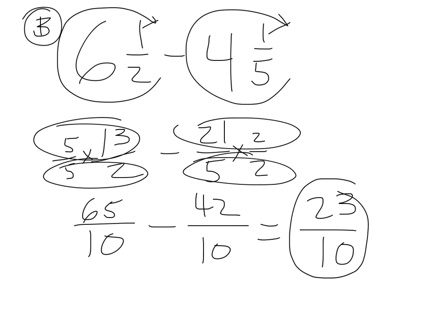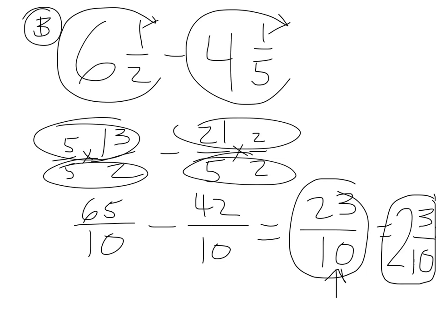That is simplified, so that's an answer, but we also need to change it to a mixed number. Bottom into top, 10 goes into 23 2 times with a remainder 3. And you still leave the same bottom number, 10, on the bottom. Just like it is here, it's got to be there also. So there's your 2 answers for example 3B. And let's go on to example 4.